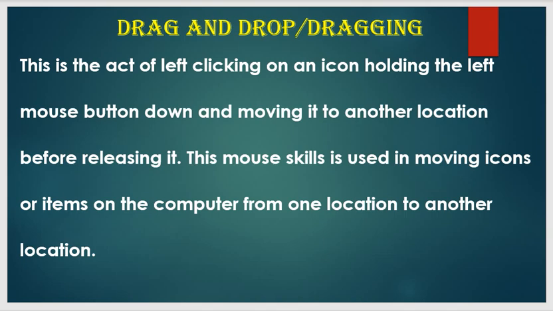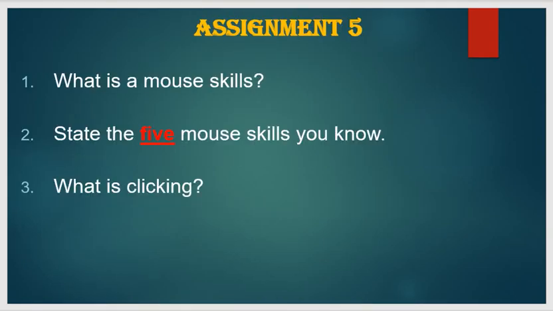That's assignment 5. With our assignment number 5, the first question is, what is a mouse skill? So we define what a mouse skill is. The next one, you state the 5 mouse skills you know. And the last one, you write what clicking is. You write the meaning of clicking.